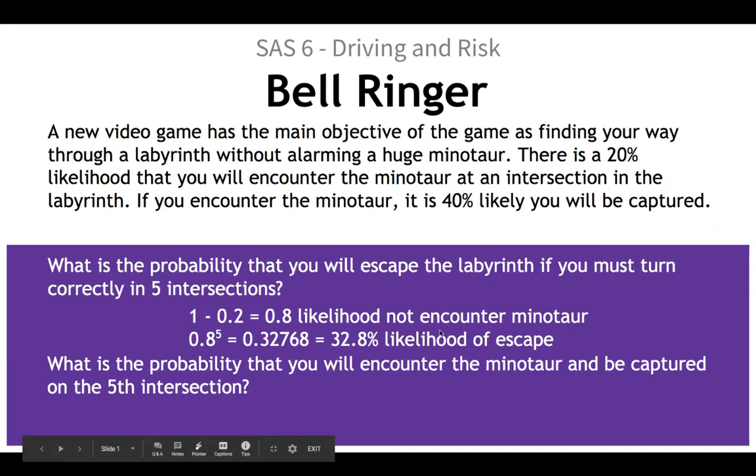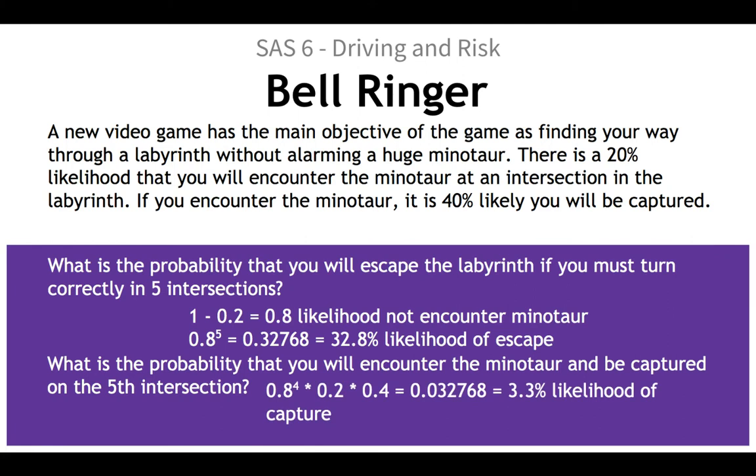How about if you encounter the minotaur and are captured on the 5th intersection? So we're going to have 0.8 to the 4th power, and then we're going to multiply the last one times 0.2 because we encounter the minotaur. But we also have to multiply times 0.4 because there's a 40% likelihood you'll be captured. So encountering and then being captured, we have to multiply by both of those probabilities. So it's a 3.3% likelihood of capture if you encounter the minotaur in the 5th intersection.